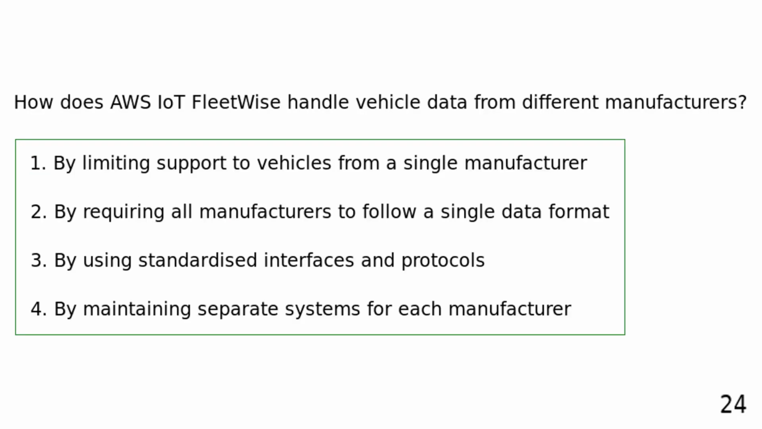How does AWS IoT FleetWise handle vehicle data from different manufacturers? By limiting support to vehicles from a single manufacturer. By requiring all manufacturers to follow a single data format. By using standardized interfaces and protocols. By maintaining separate systems for each manufacturer.